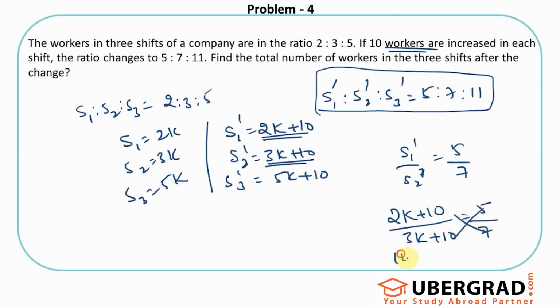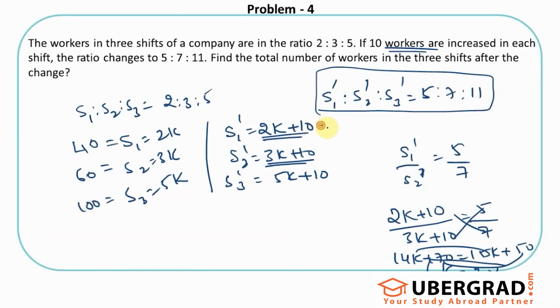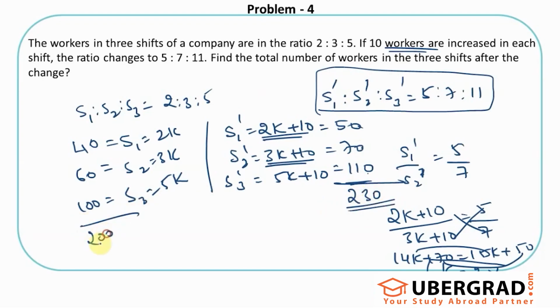So 7 twos are 14k plus 70 is equal to 15k plus 50. So k is equal to 20. This means initially we had 40, 60 and 100. Now we have 50, 70 and 110. See, 5 is to 7 is to 11. What is the total number of workers after the change? 50 plus 70, 120, plus 110, that's 230 workers. Initially we had 200 workers. Right, that's how you can solve this question.